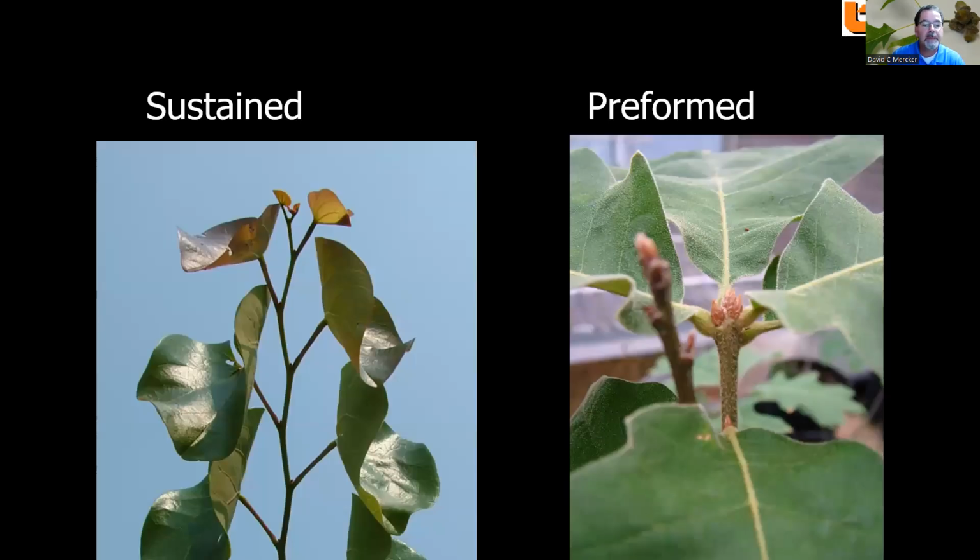So here's what I mean. Here's an example. We've got an eastern redbud tree, and it happens to have a zigzag growth pattern to it. But you'll notice that new leaves are continually emerging. We don't have a bud that's forming and opening up.